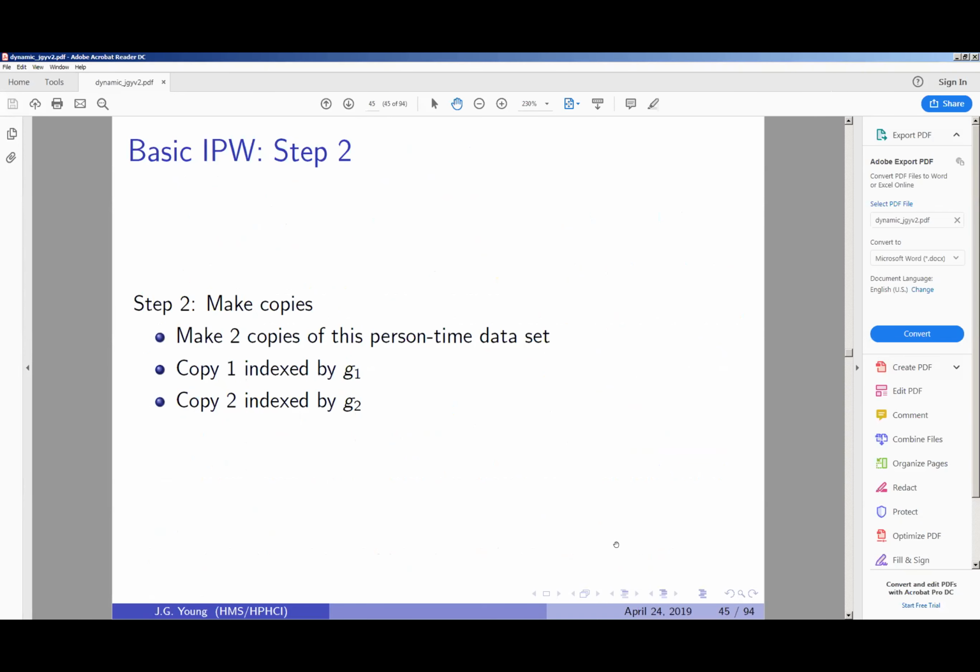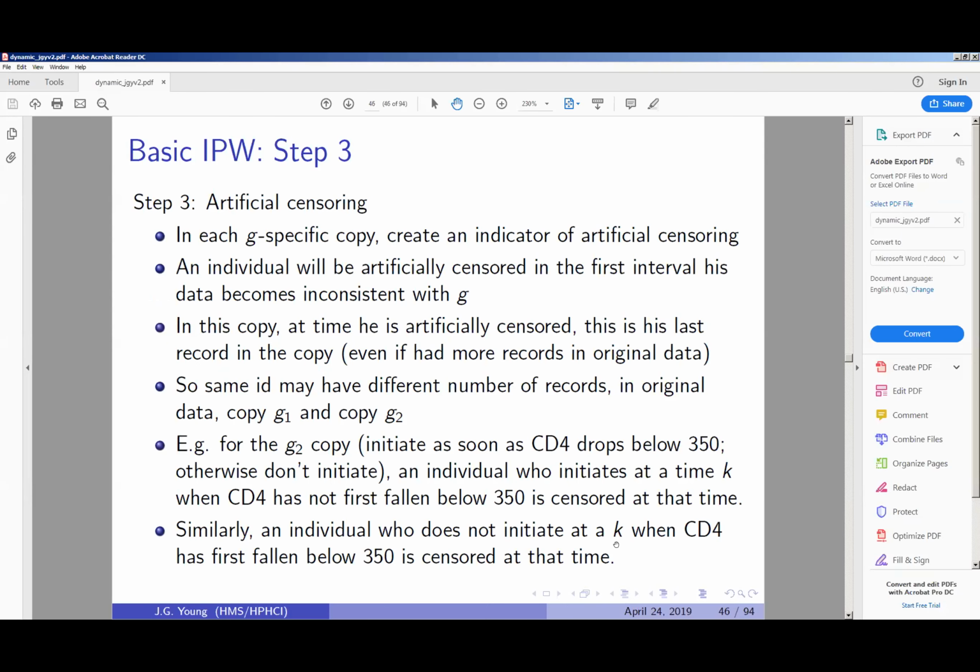The second step is we're simply going to take the observed data set that we just constructed and make 2 copies of it. One is going to be indexed by the first strategy of interest, and the other is going to be indexed by the second strategy of interest. So that's step 2. Step 2 is very quick. Step 3 is artificial censoring.